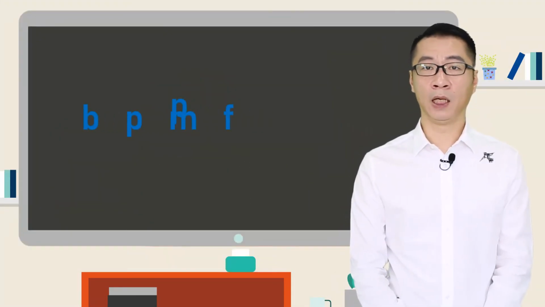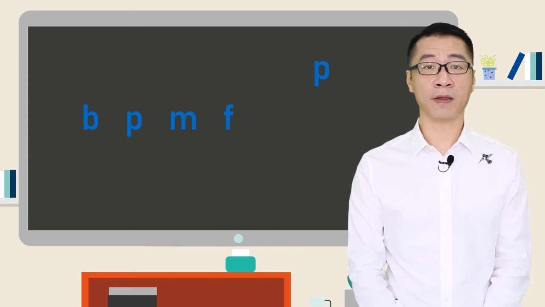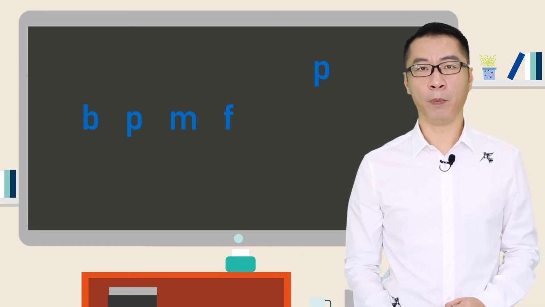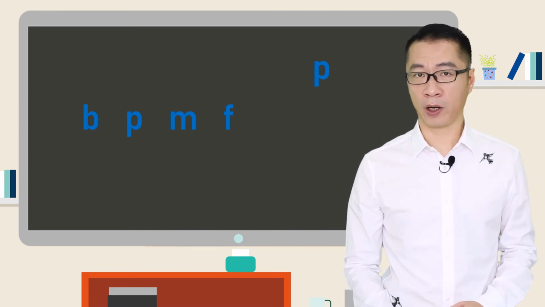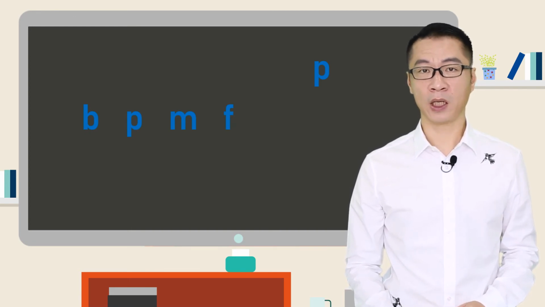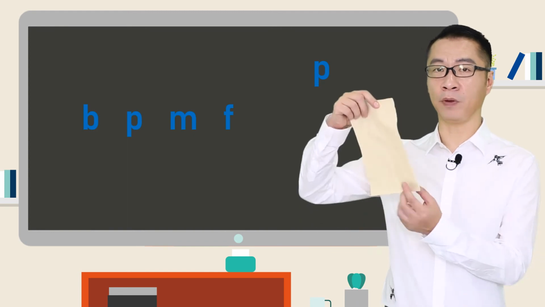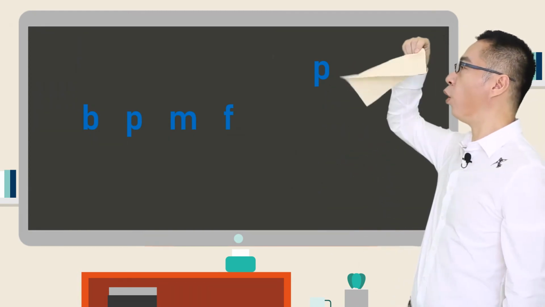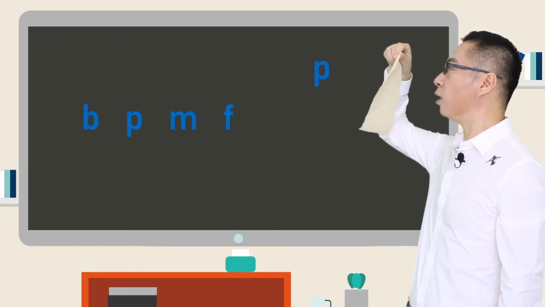P: close the lips tightly, and then the air suddenly bursts out. Compared with b, the airflow is stronger. You can feel it when you put a tissue before your mouth. P, p.